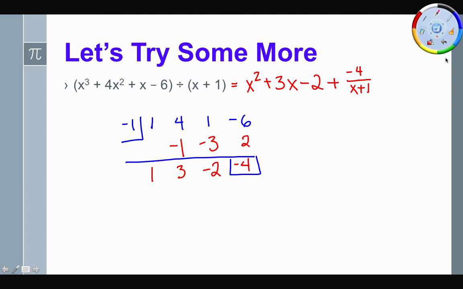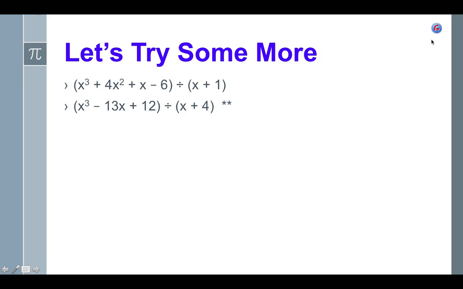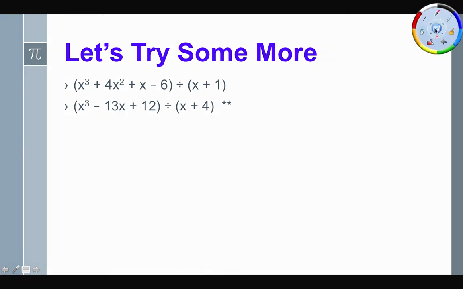And that is the process for that. We have one more example like this. This one gets a little double star here because it has something missing that you have to pay attention to. When I plug the box in, the box here is a -4. When I do the coefficients, you have to include the missing values as well.